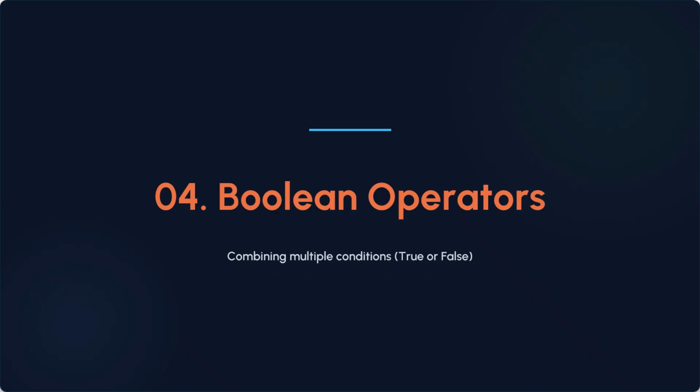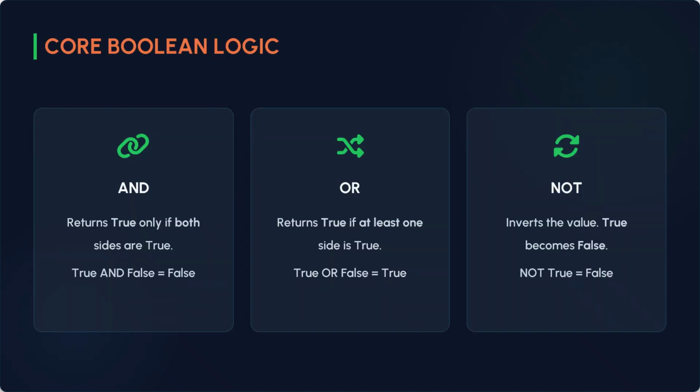The next type of operators are the Boolean operators, in which we combine multiple conditions and then depending upon the combination of those conditions, we decide whether to carry out a process or not. The different operators used in Boolean operators are the AND operator, which returns true only if both sides are true, or that is, if both the conditions are true, then only the answer will be true. Otherwise, it will be false.